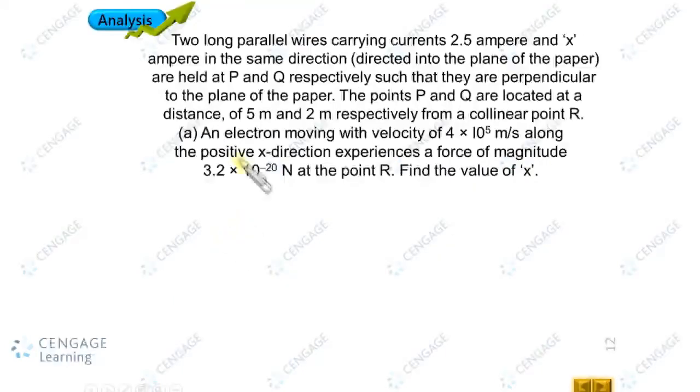So first of all, let us make a rough diagram of this situation, an approximate diagram. This is the line on which we are going to place the wires at P and Q. So this is point P, right? Current is away from you, that's why cross. And point Q, suppose it is placed here, again having the current direction same as point P, that is away from you. Okay, and point R, suppose it is placed here, right?